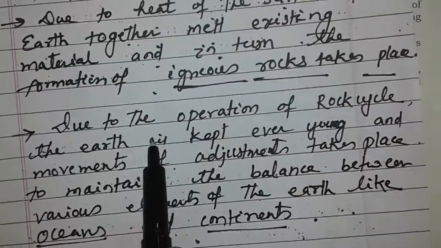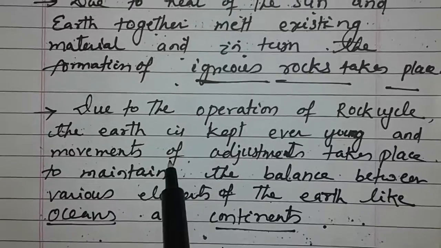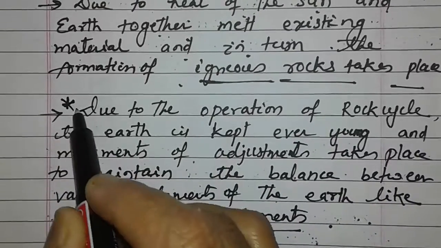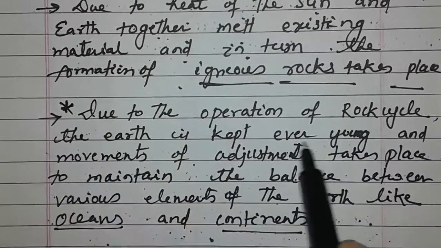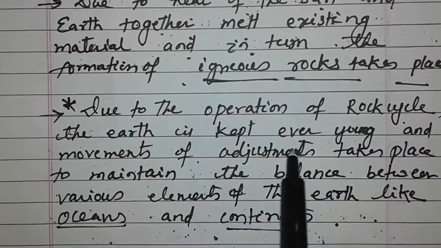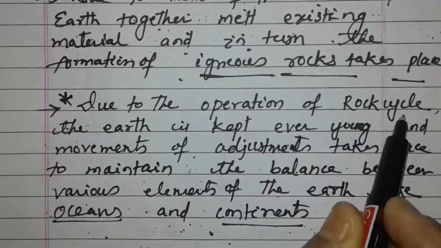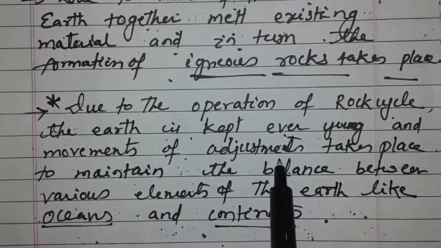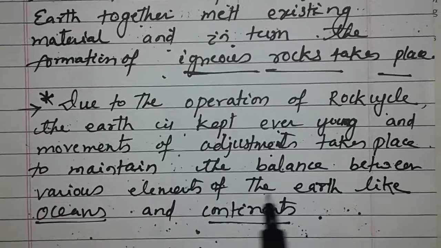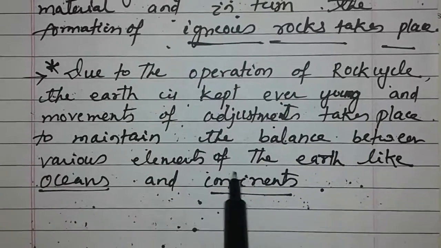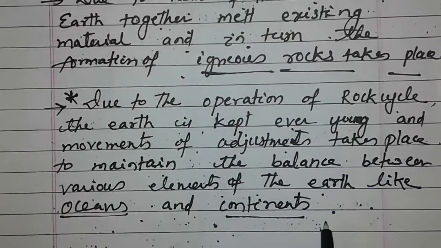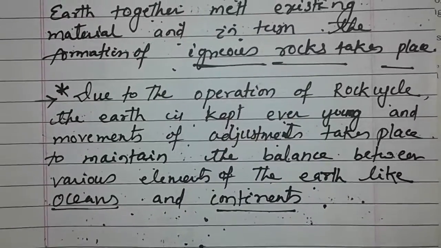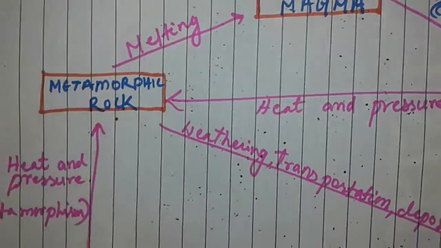Here children see, what is the result of the operation of the rock cycle? You will write: due to the operation of the rock cycle, the earth is kept ever young and movement of adjustment takes place to maintain the balance between the various elements of the earth like the oceans and the continents. Now children, we will come to the flowsheet diagram of the rock cycle.